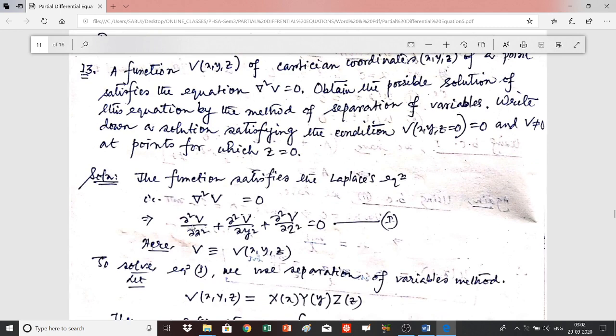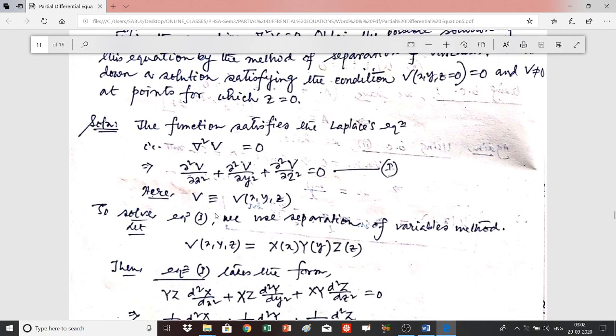So in Cartesian coordinates it can be written as ∂²V/∂x² + ∂²V/∂y² + ∂²V/∂z² = 0. And to solve this, you can use the separation of variables method, and in that case V(x, y, z) can be written in this way.